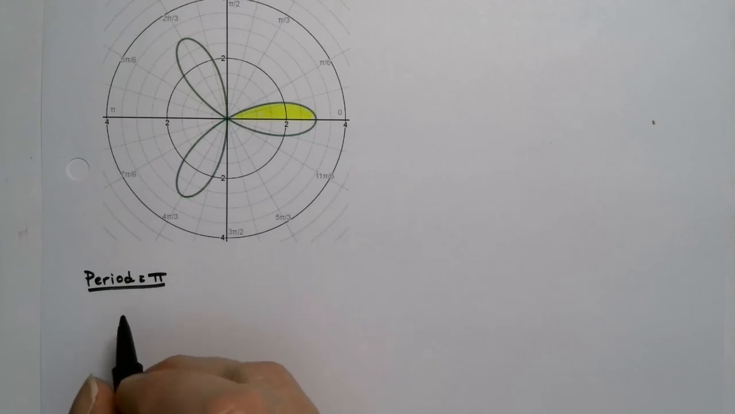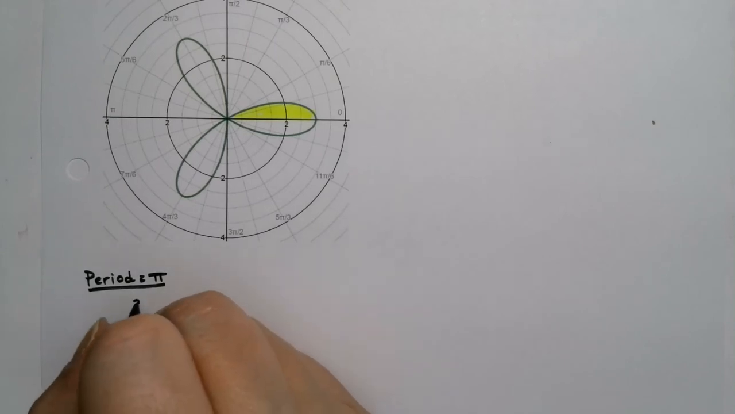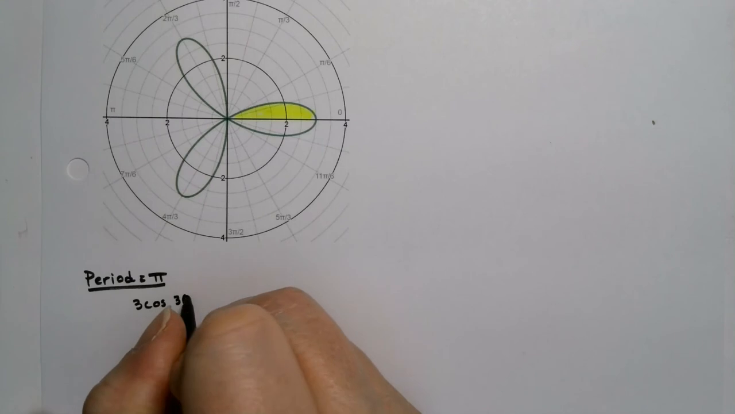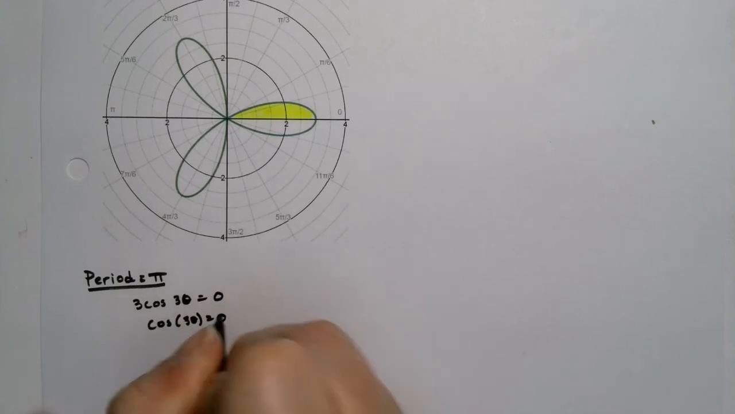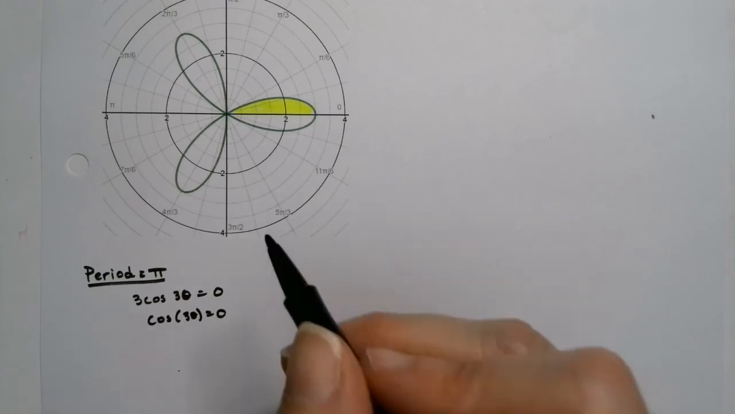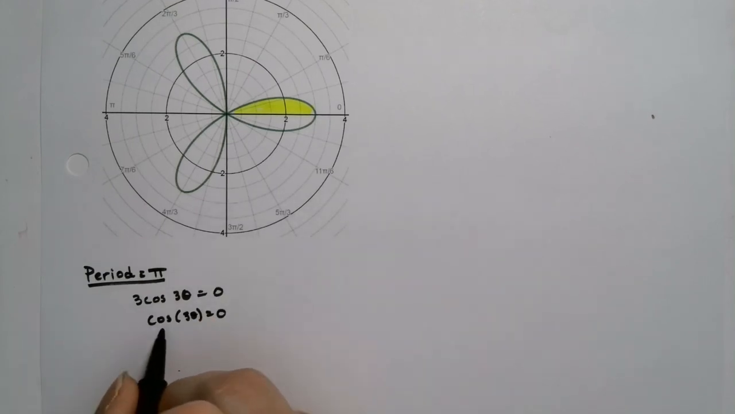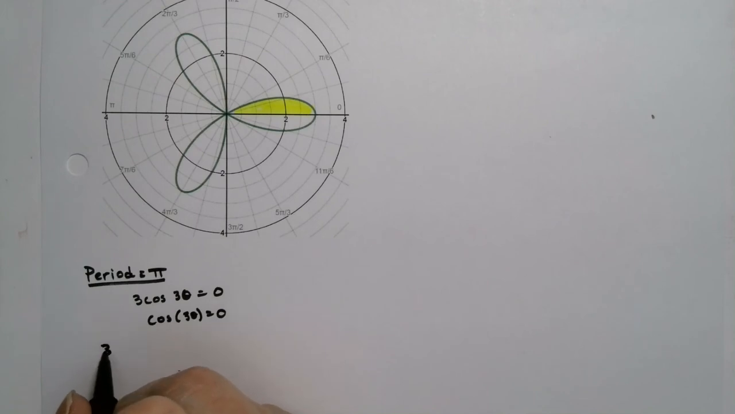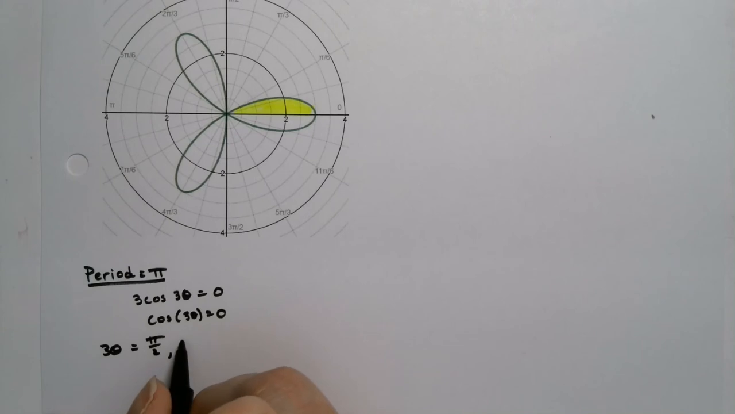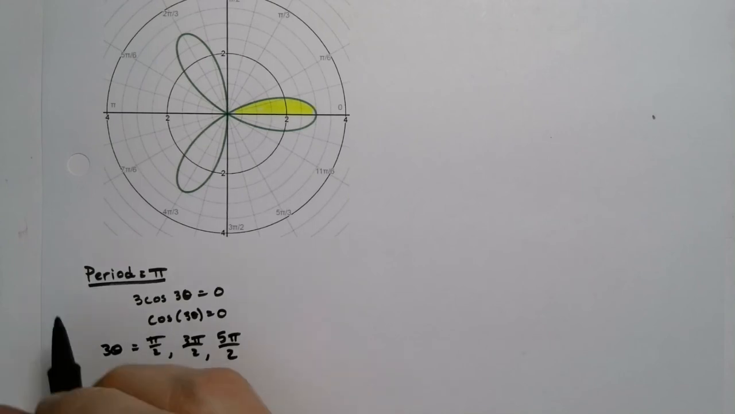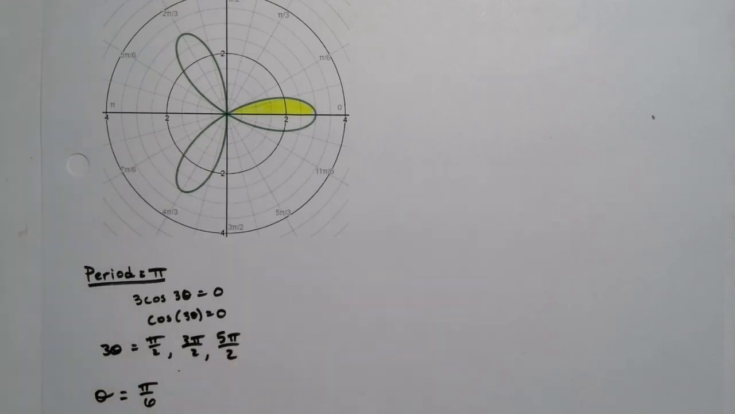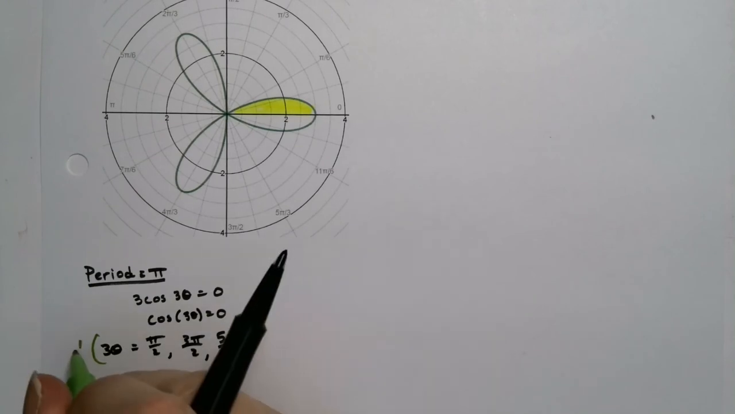So the period is pi, and let's think about this. 3 cosine of 3 theta is equal to 0 when the cosine of 3 theta is equal to 0. I'm proving to you that the pi over 6 is what's happening here. So that cosine is equal to 0, right, when that angle, 3 theta, is equal to pi over 2, 3 pi over 2, 5 pi over 2, etc. That would mean theta, my angle, is pi over 6, because you multiply both sides by 1/3.